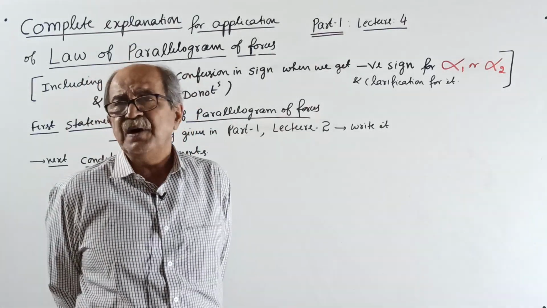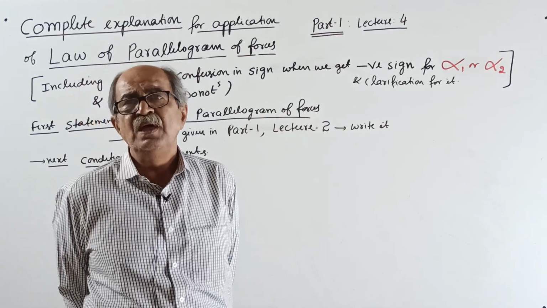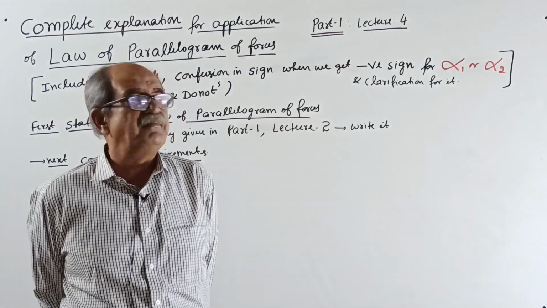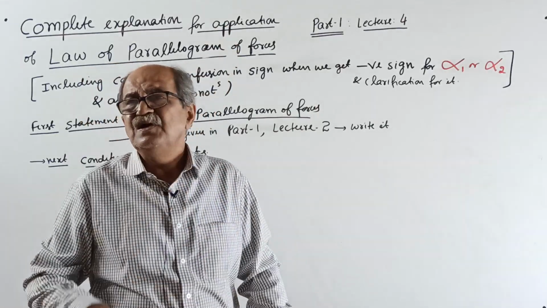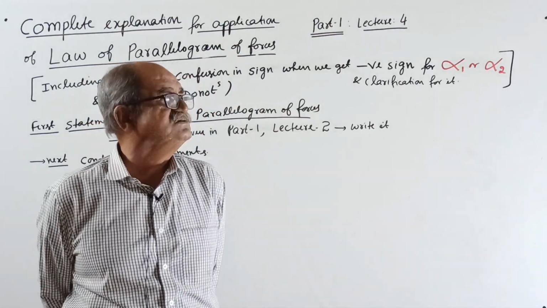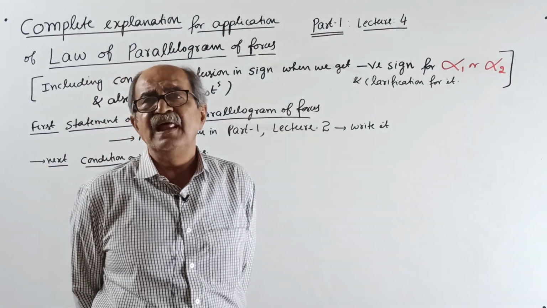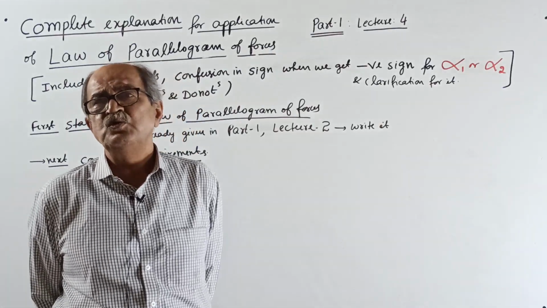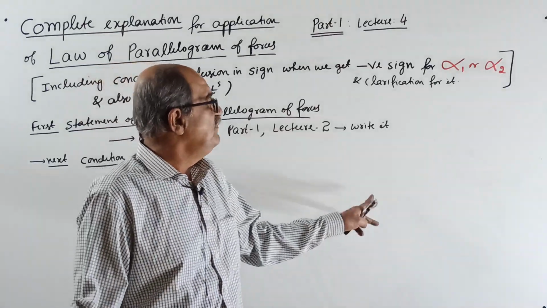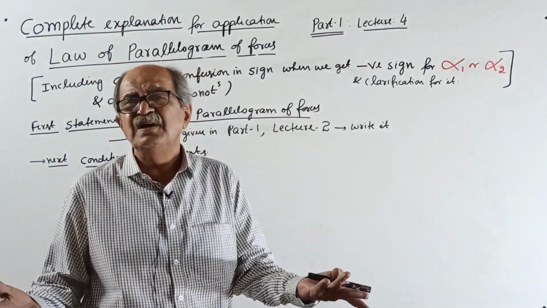Then I told later, not only the statement and explanation: let P1 and P2 be the two forces passing through any point, say O, making an angle theta between them. I have put a sketch earlier. Let R be the resultant force for the two forces. Let alpha 1 be the angle made by the resultant with the force P1, and alpha 2 the angle made by the resultant with the force P2. This is all I told.